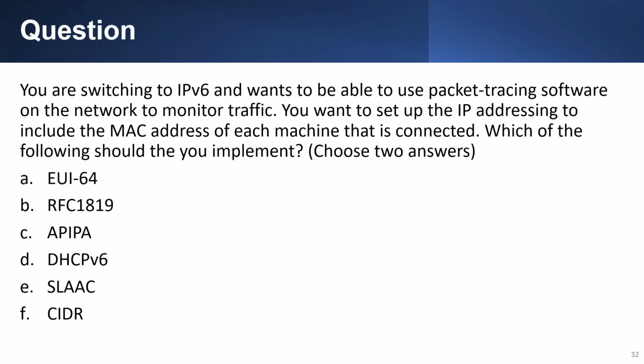Question: You are switching to IPv6 and want to be able to use packet tracing software on the network to monitor traffic. You want to set up IP addressing to include the MAC address of each machine that is connected. Which of the following should you implement? Choose two answers. Answer: EUI64 and SLAAC.